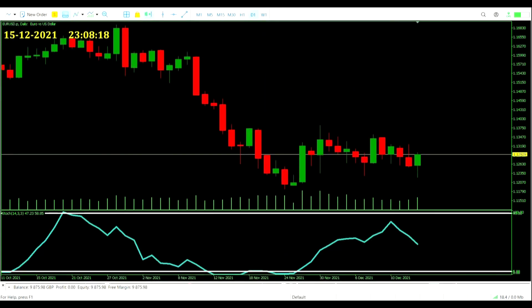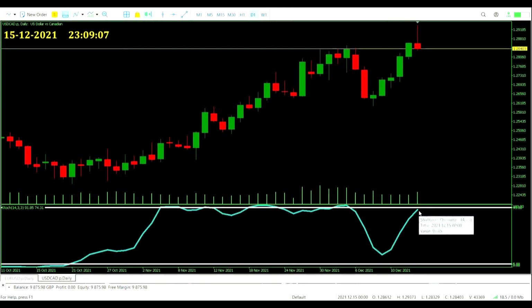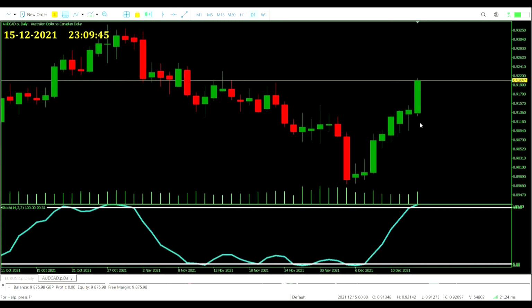Day 3, let's see if we've got any signals out there. US dollar CAD doesn't quite get into that overbought territory. It did pull back from the highs. It's going to struggle if we see a retracement here. Australian dollar, Canadian dollar, that absolutely storms into the overbought territory though. First period inside the overbought territory and it scores a perfect 100.